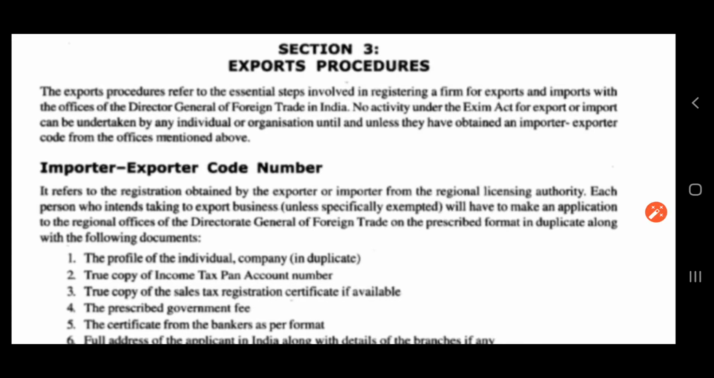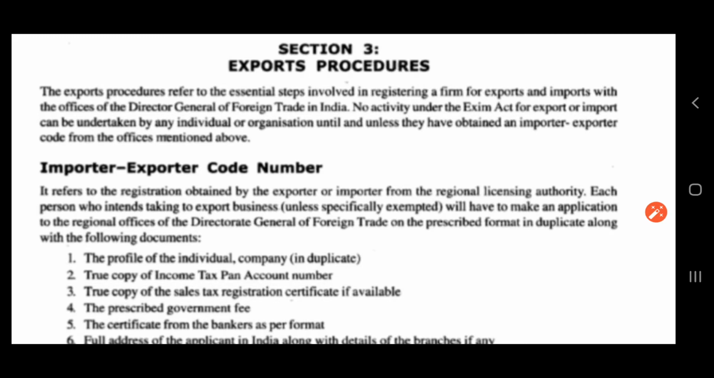Hello everyone. We'll discuss a small topic today in international marketing, that is export documentation. It means: what are the essential steps involved in registering a firm for exports and imports with the offices of the Director General of Foreign Trade in India? How to register for these imports or exports by any firm or any group of firms. That is what we'll discuss in this small class.